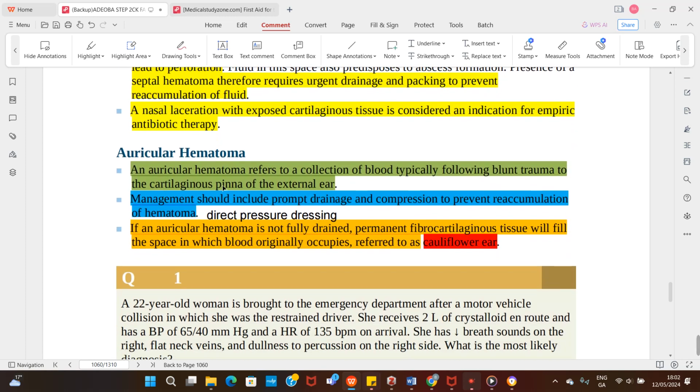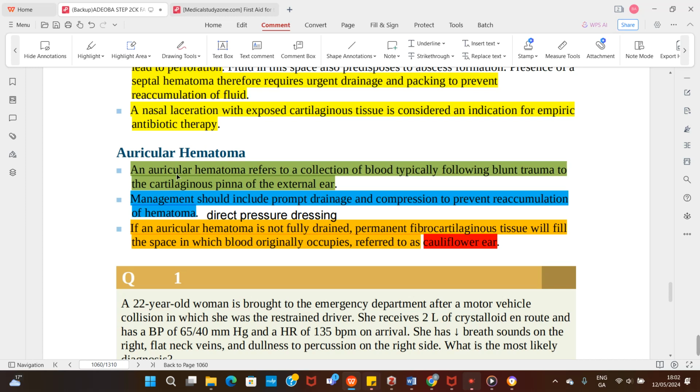So auricular hematoma is also one of those complications of somebody with ear injury that we are supposed to talk about. It's just the same as in nasal septal hematoma. There is bleeding into the space between the cartilage of the ear and the overlying perichondrium. So you also have to drain it. You can apply a direct pressure dressing to prevent the reaccumulation of the hematoma, right? If you don't drain it completely, infection can happen, but most importantly, you have ingrowth of fibrocartilaginous tissue. So that brings about a gross deformation of the ear, which you call the cauliflower ear.